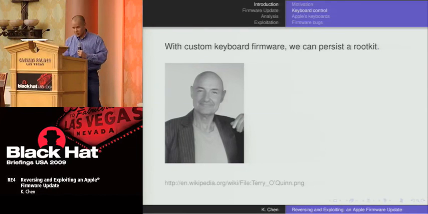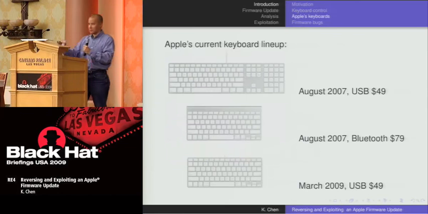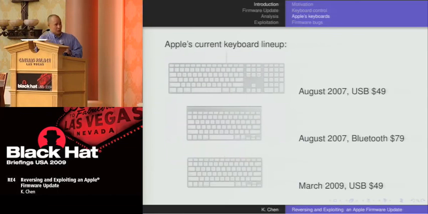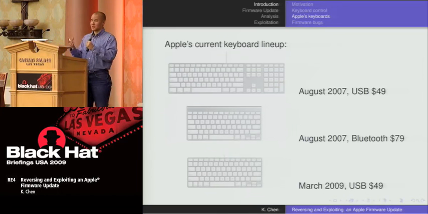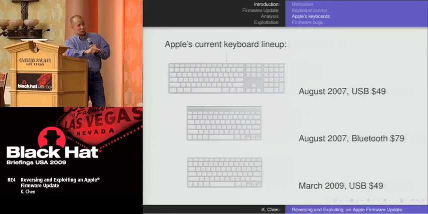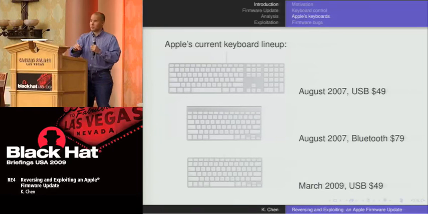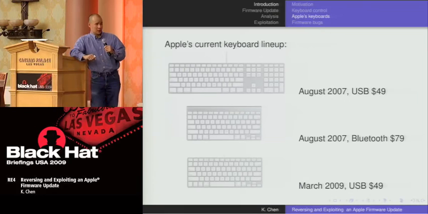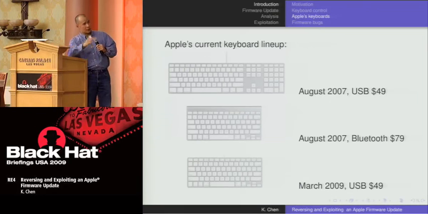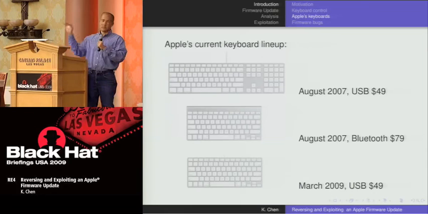Okay, so let's look at Apple's current lineup of keyboards. Right now, if you want to buy a keyboard from Apple, there are 3 of them that they sell. About 2 years ago, they first came out with these very thin aluminum keyboards. They had a USB and a Bluetooth version. The USB version cost $49 and the Bluetooth was $79. Then just recently, a couple months ago, they came out with another USB keyboard that's a little bit slimmer than the old one. The old one had the numeric keypad and all that.